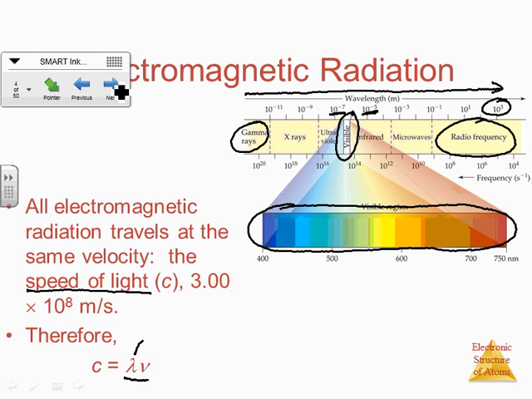This is wavelength, and the v here is frequency, not velocity. So if we know one, we can calculate the other, when we're talking about electromagnetic radiation.